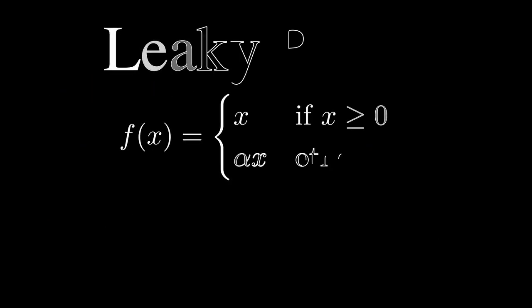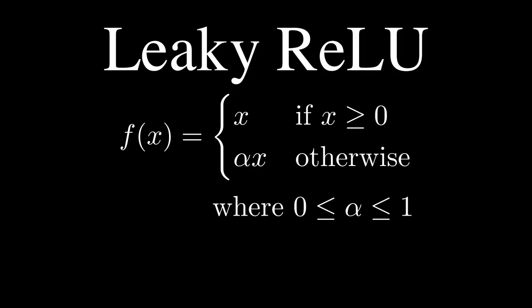Our next activation function is the Leaky ReLU, which is a modified version of ReLU, or we can say it is a ReLU variant. Here, instead of having a flat 0 for the negative input values, we have a straight line with a small slope as indicated with alpha times x. So alpha is the slope of that line, and this alpha can be between 0 and 1.